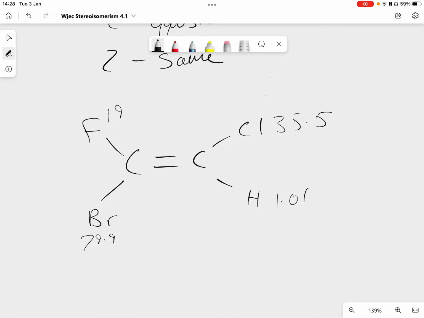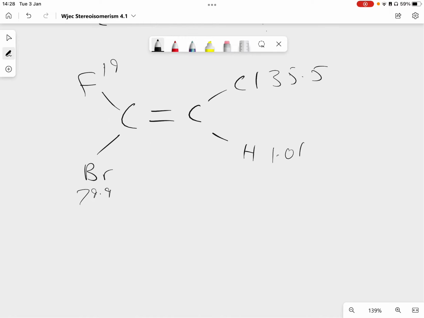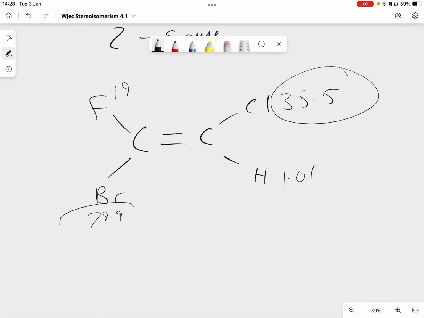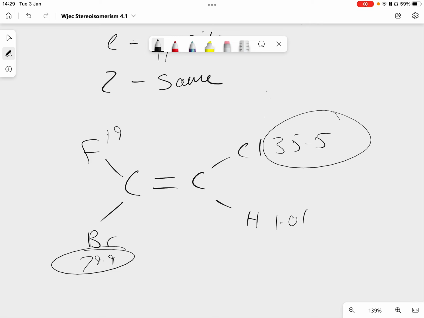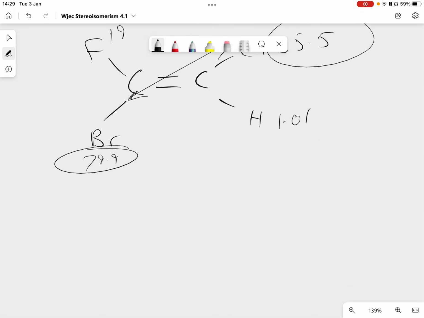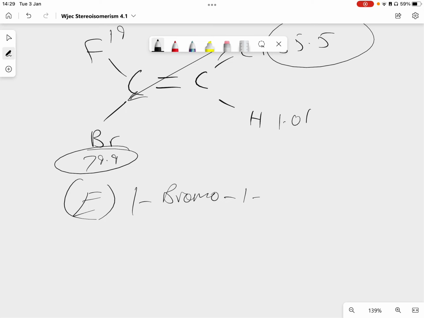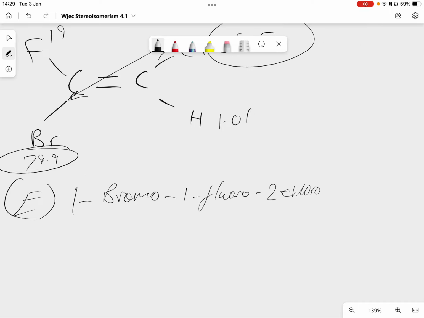Okay, so this in effect would be an E isomer, and that is because your two highest priority groups are opposite each other. So this is going to be called E-1-bromo-1-fluoro-2-chloroethene. Oh, it's a really long name.